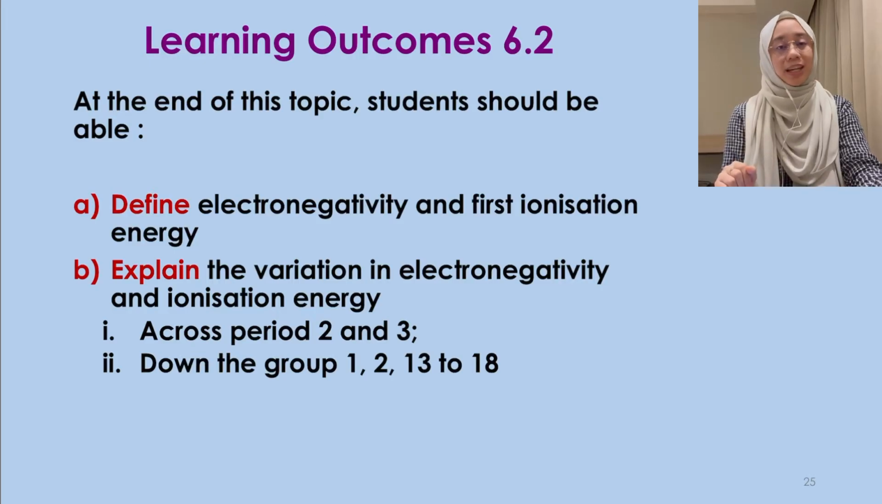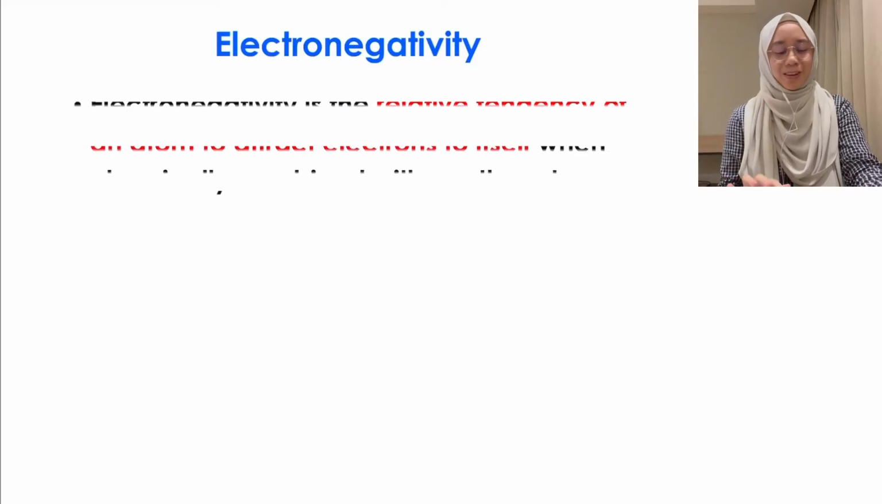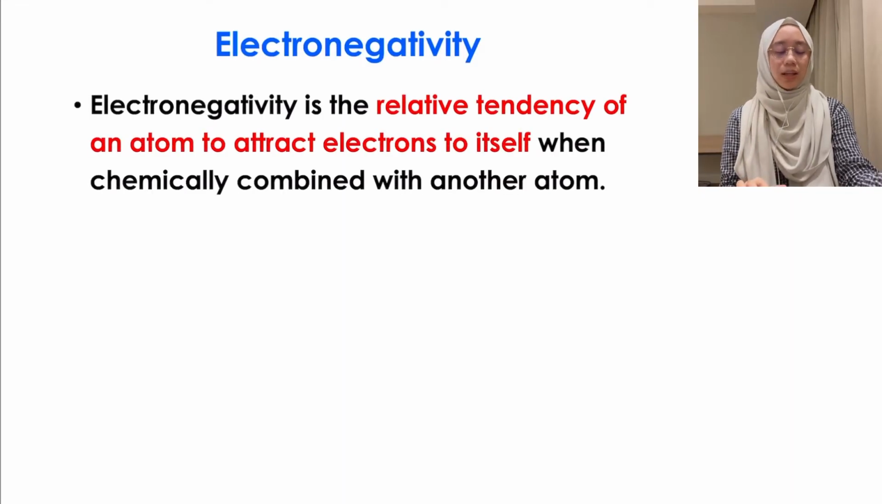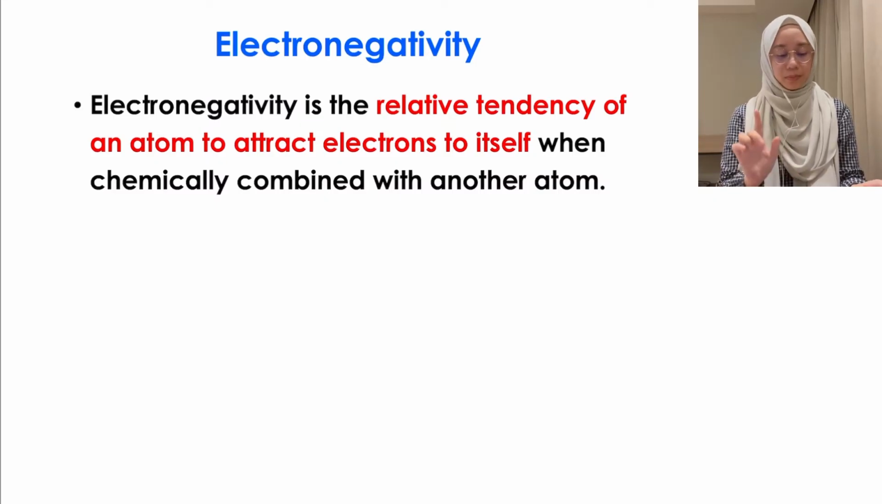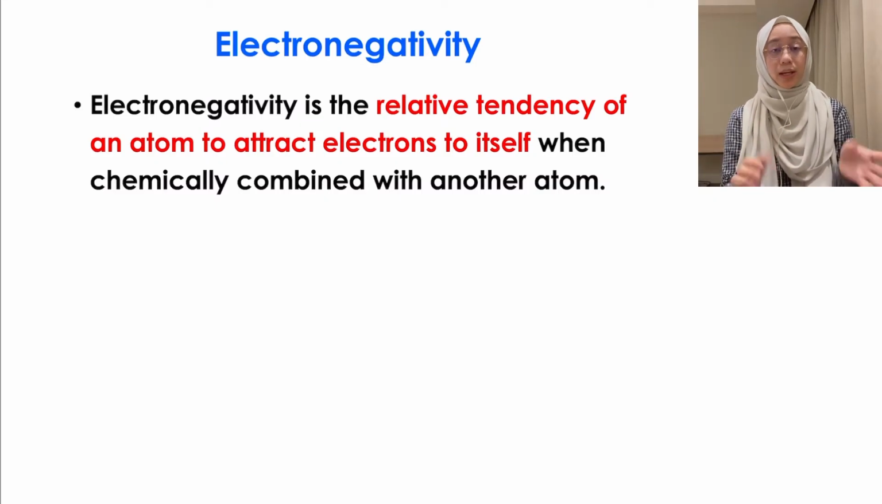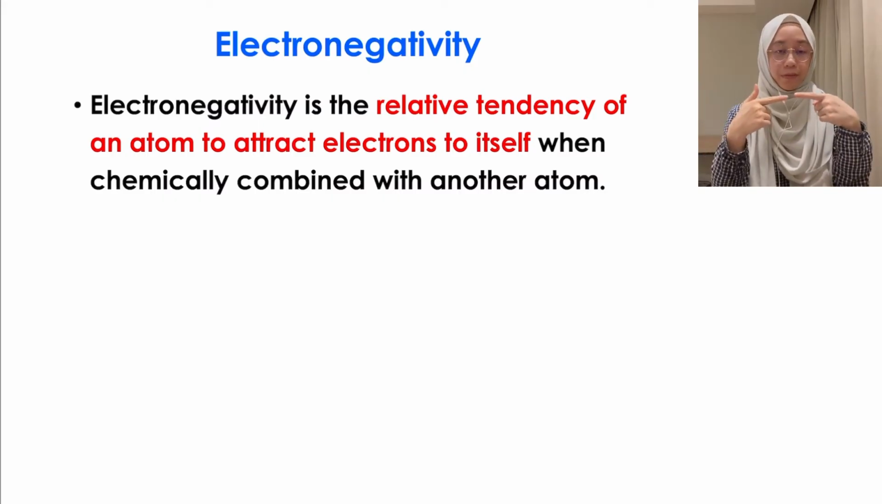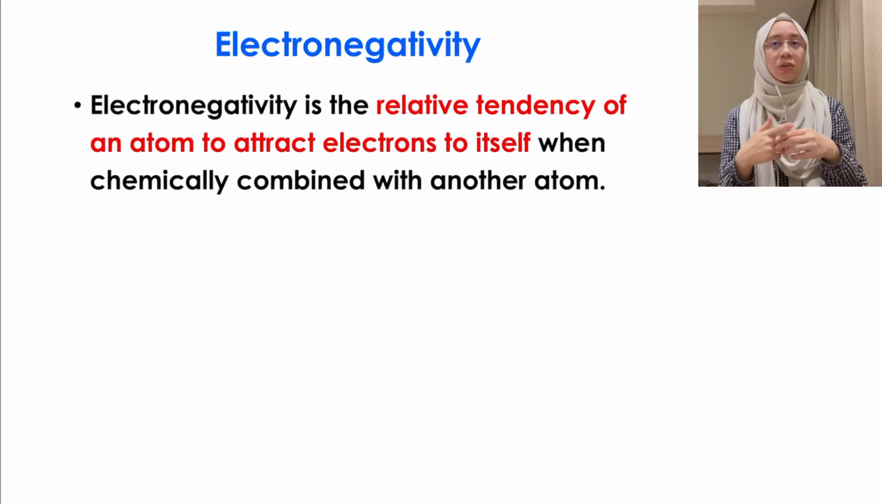So let's have a look at electronegativity first. So what is electronegativity? It is the relative tendency of an atom to attract electrons to itself when chemically combined with another atom. So meaning this is actually for molecules.